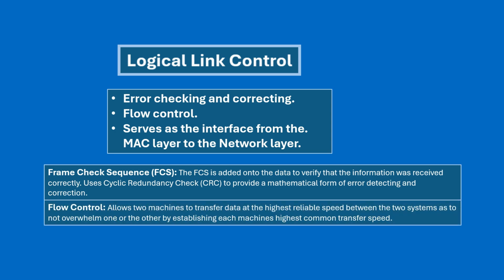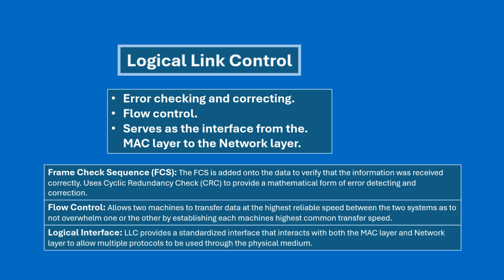The logical link control handles flow control by allowing 2 machines to transfer data at the highest compatible reliable speed. This ensures that one system does not overwhelm the other. The LLC serves as a logical interface by providing a standardized interface to interact with the MAC layer and the network layer to allow multiple protocols to be used through the same physical medium.